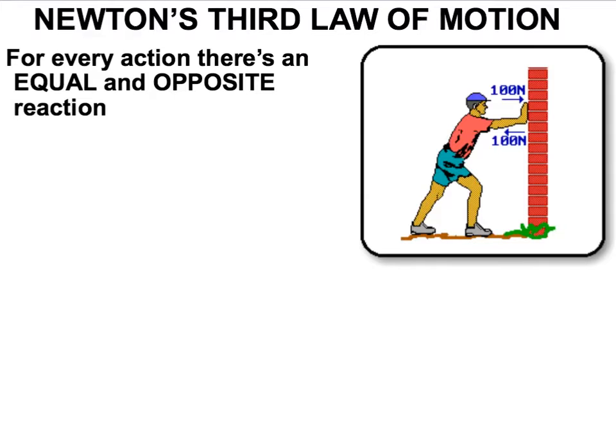Newton's third law of motion is a pretty famous one, and you've probably heard this before. So simply stated, you could say, for every action, there's an equal and opposite reaction. So in this example, there's a man pushing on the wall, but Newton says that forces exist in pairs. So not only is the man pushing on the wall, but the wall is pushing on the man. Here's the action, and here's the reaction.